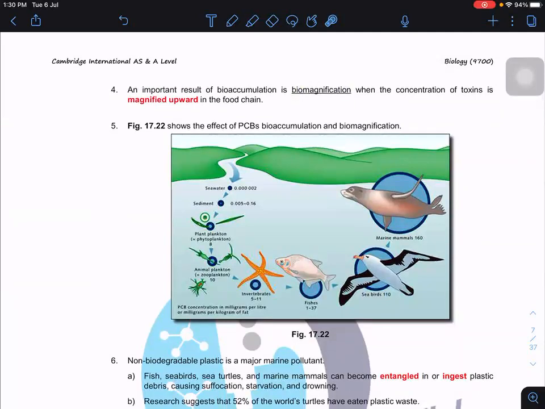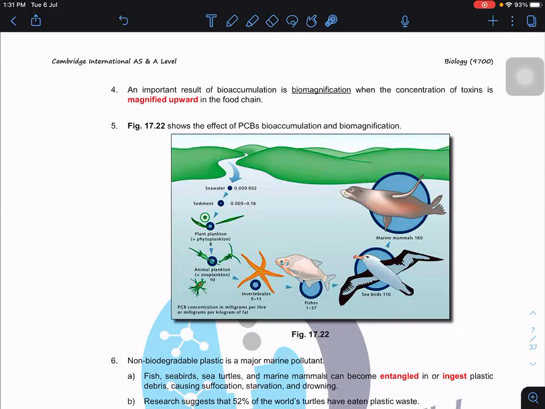Because of this bioaccumulation, it will result in what we call biomagnification. Every time we take in food in the food chain, there is a magnification of the concentration of toxins. Imagine in the seawater, this is the concentration, and then the plant plankton take in the water that contains PCB pollution, and you can see the concentration increase, and it continues to animal plankton, starfish, and fishes. When you go up the food chain, the concentration actually increases because they don't eat one, they eat many of them. Therefore, there is an accumulation.